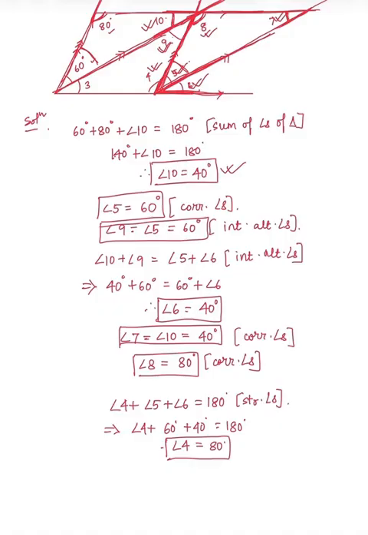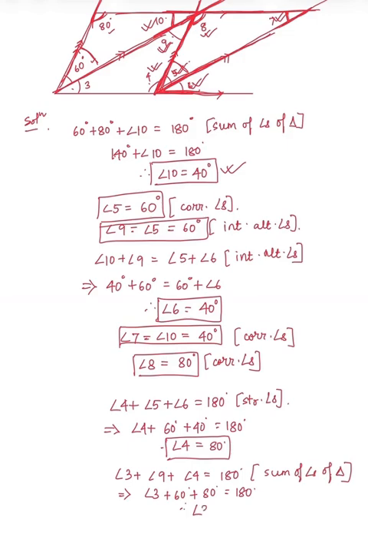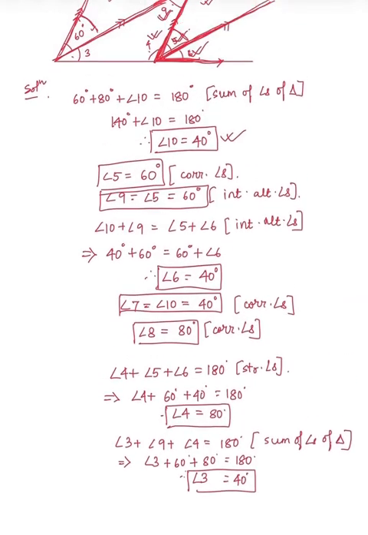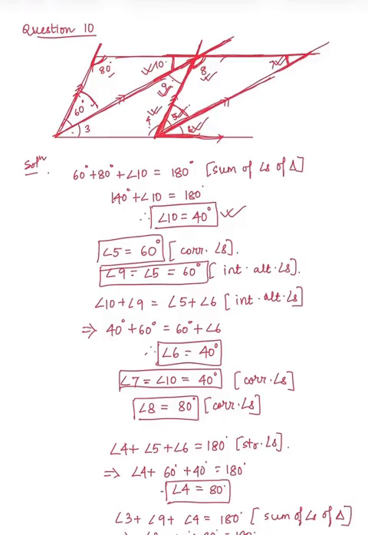Now moving on, this is a triangle with angles 3, 9 and 4. Angle 3 plus angle 9 plus angle 4 is equal to 180 degrees because of the sum of angles of a triangle. So angle 3 plus 9, which is 60 degrees, plus 4, which is 80 degrees, is equal to 180 degrees. So therefore angle 3 will be equal to 40 degrees. So basically we got the values of all the possible angles from this figure.